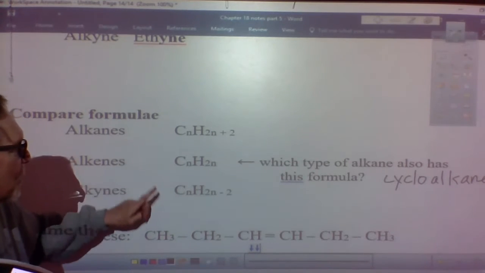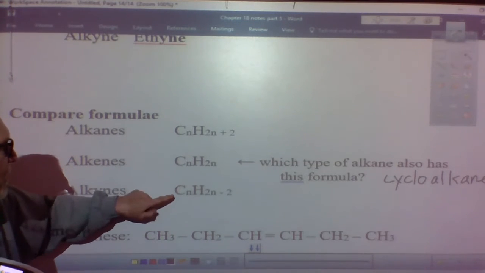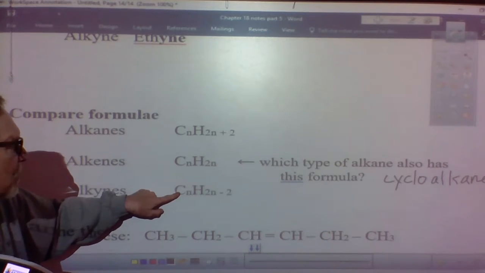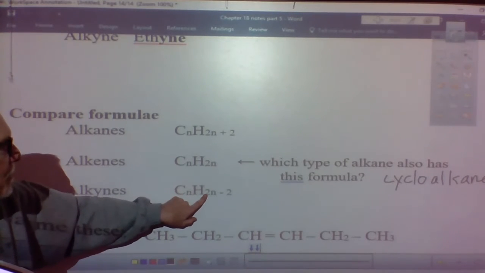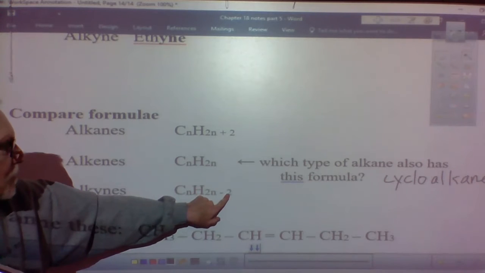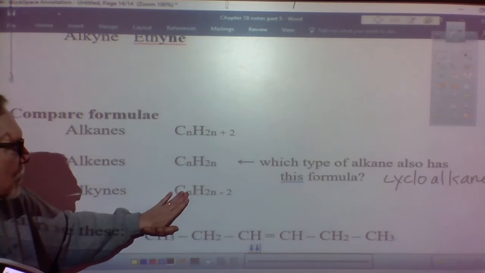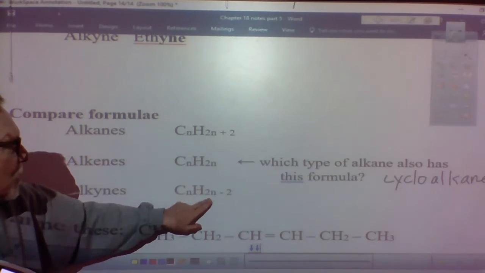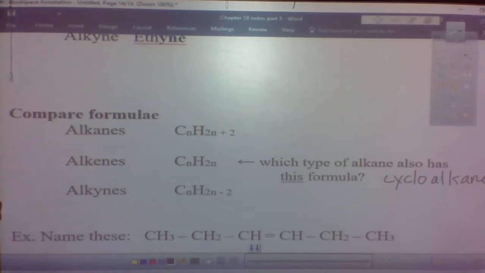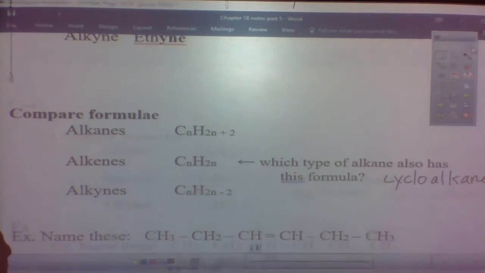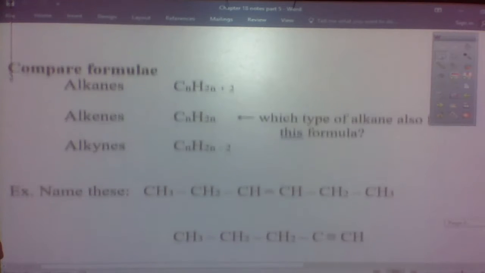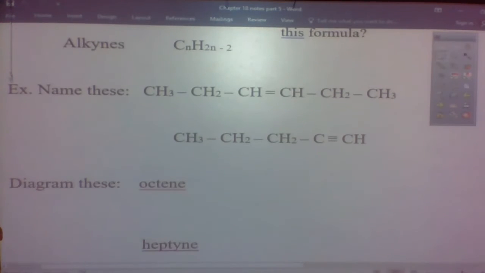So if I tell you there's, let's say 10 carbons, double it, that's 20, and subtract 2, that's 18. So it's C10H18 for an alkyne. So let's do some examples of naming a formula or writing a formula if I give you the name.